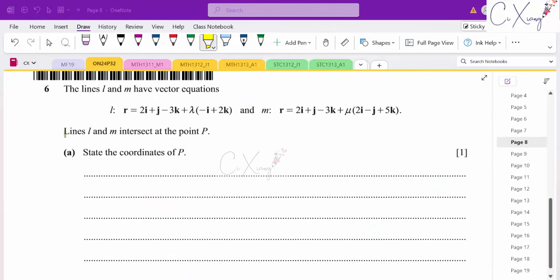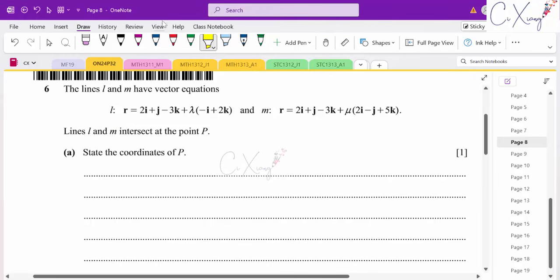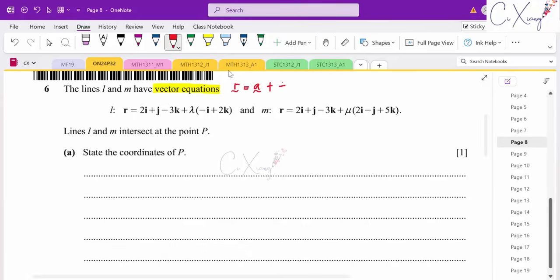Alright, so question number 6. We are given the line L and line M with the vector equation like this. Line L and M intersect at point P. State the coordinate of point P. Like what we all know, vector equation means that the structure is r equals a plus tp, where a is the passing point of the line, p is the direction of the line.